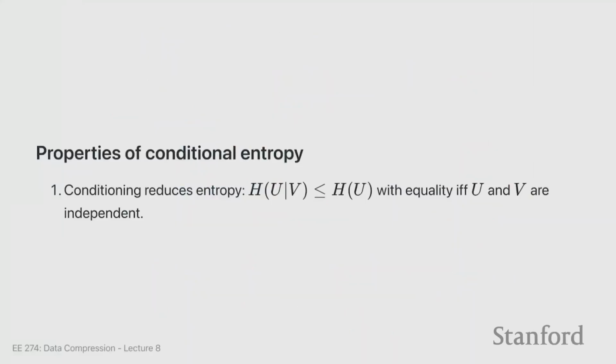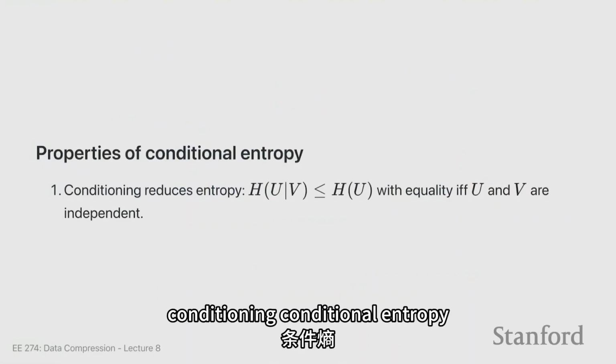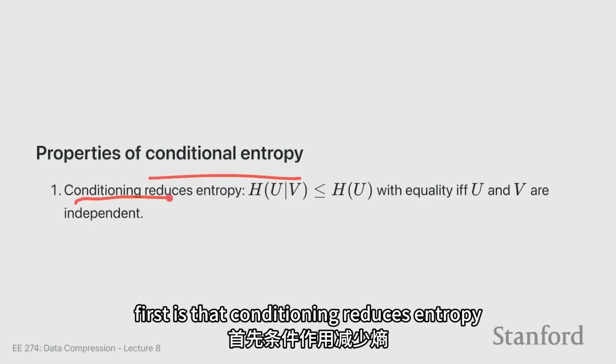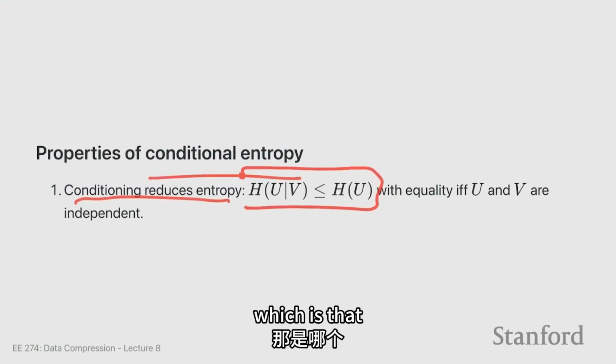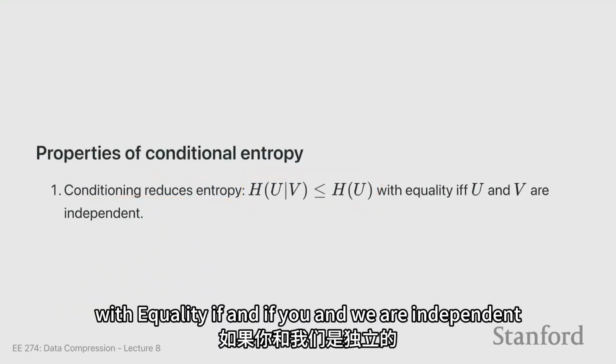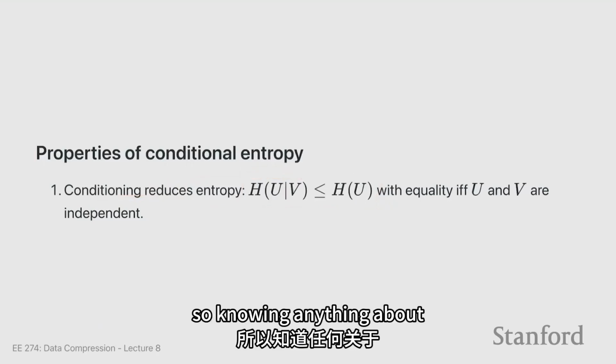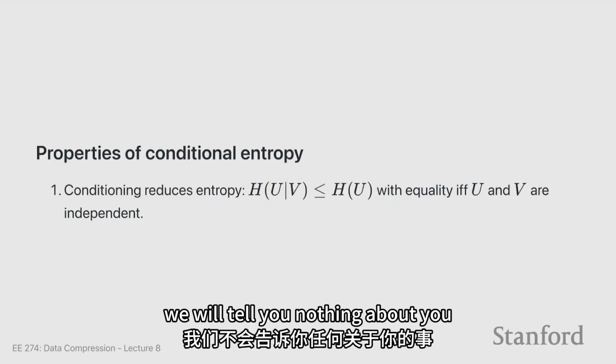Right. So, a few properties about conditional entropy. First is that conditioning reduces entropy, which is that the entropy of U given V will be less than or equal to the entropy of U, with equality if and only if U and V are independent. So if U and V are independent, they will have the same. So knowing anything about V will tell you nothing about U.